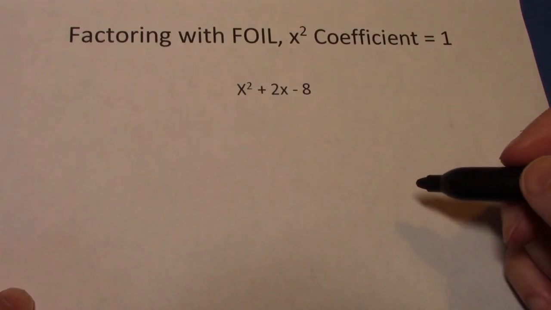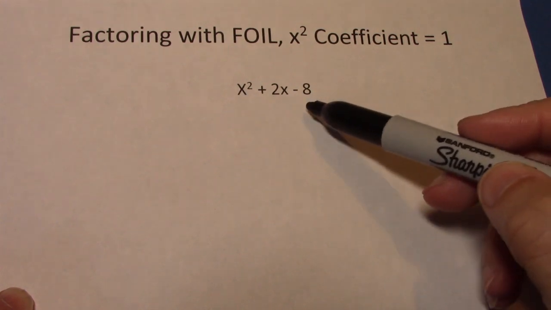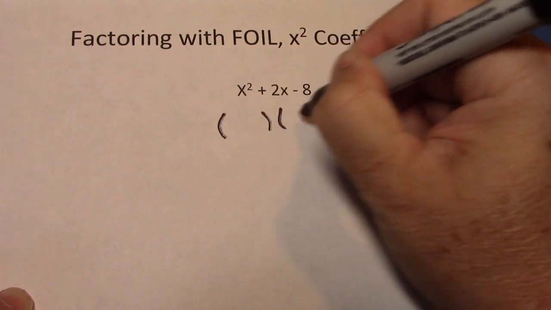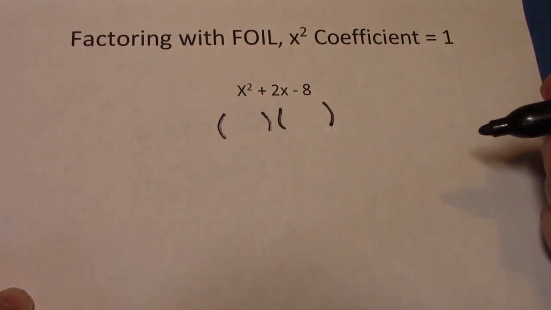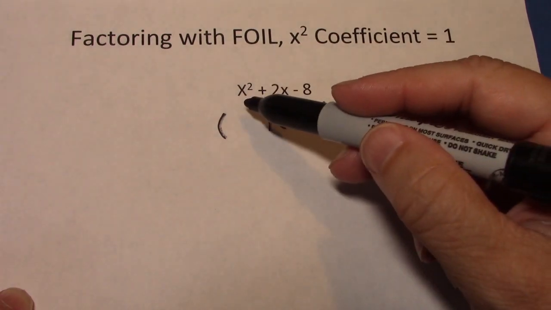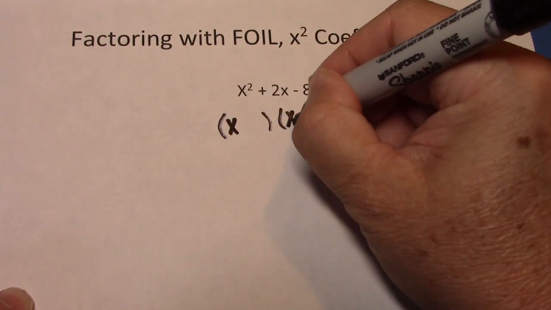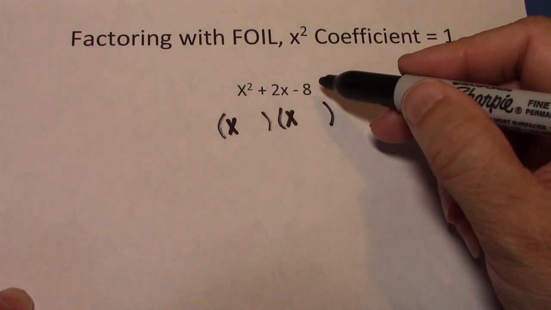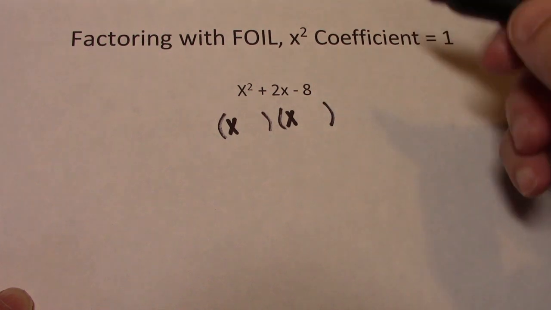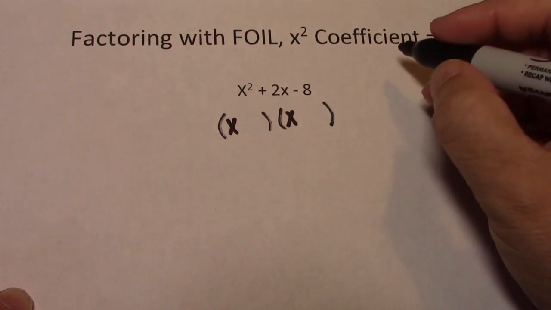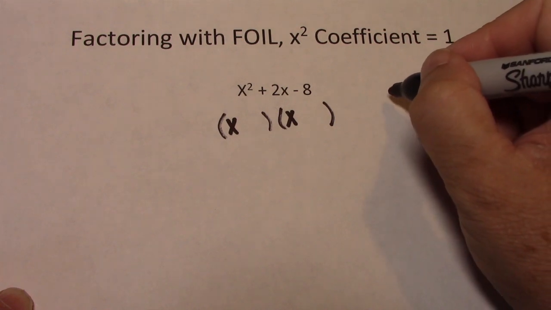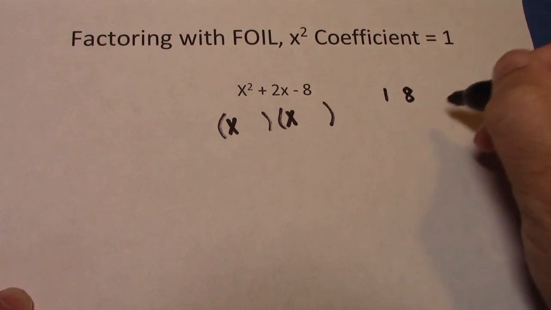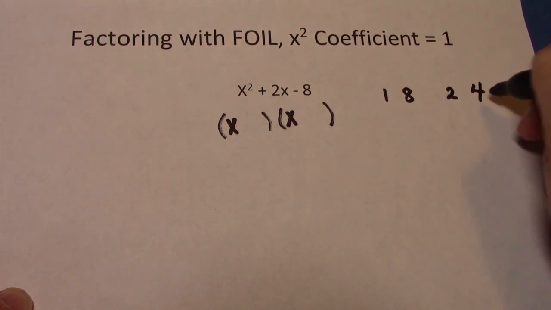Let's do another example. So again, I have this trinomial, something with 3 terms, and I'm going to try to factor it into 2 binomials. I start with the parentheses. The coefficient is still 1, so I still know that this is going to be x and x. Now, the result of multiplying the lasts together is going to give me negative 8. So let me write down the factors of negative 8. Negative 8 is 1 times 8, or it's 2 times 4.